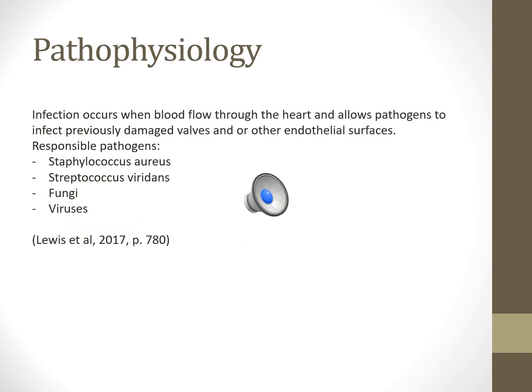The pathophysiology for endocarditis is when blood flows through the heart and allows pathogens to infect previously damaged valves or endothelial surfaces of the heart, which is the innermost lining of the heart. The responsible pathogens usually are Staphylococcus aureus, Streptococcus viridans, fungi, and viruses.